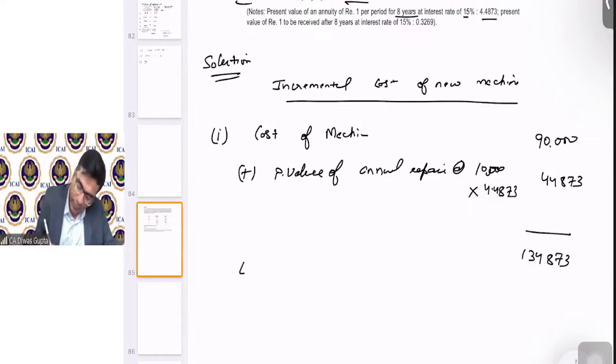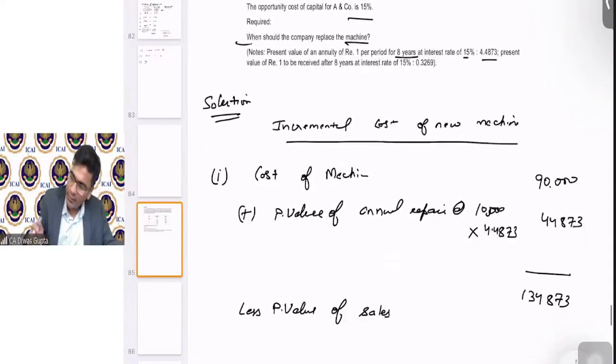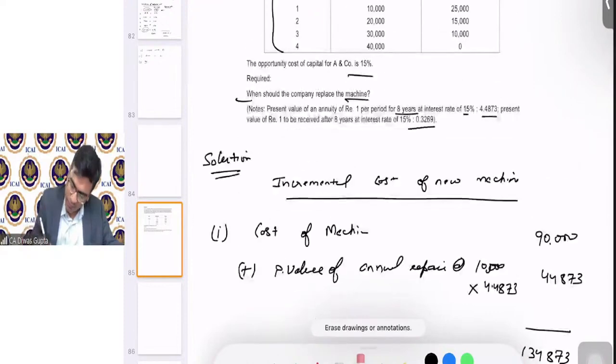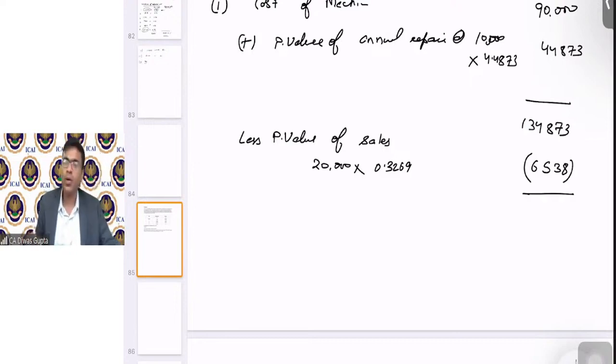Then less present value of sales, right? Which will be how much? 20,000 multiplied by 0.3269. This is 6538. This will be reduced because this much will go and reduce your amount, giving 1,28,335.